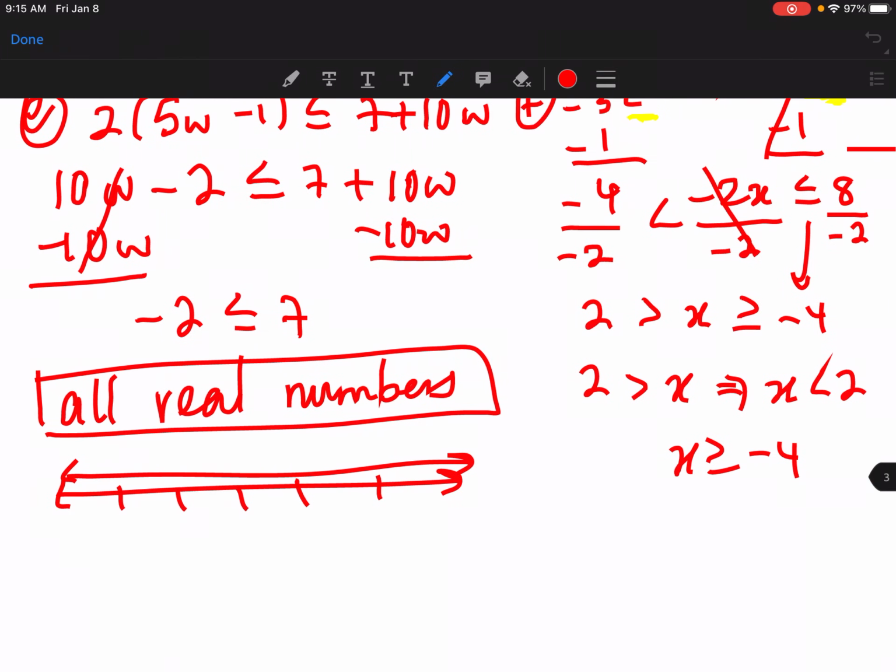Therefore, to draw my number line, here's my number line for that. This time I got 2 answers, so add negative 4 and 2. Keep in mind that negative 4 is less than 2, so it's going to be on my left side. Draw my circle, and then at x is less than 2, it should be an open circle, so any numbers in between these are my answer for that.